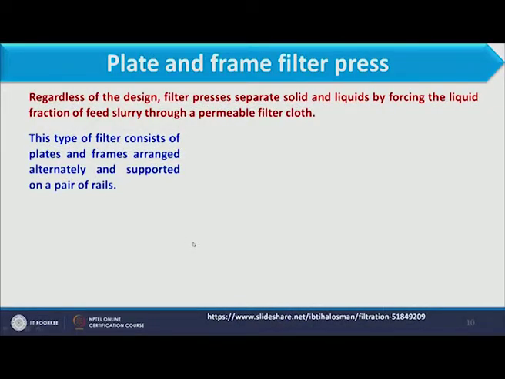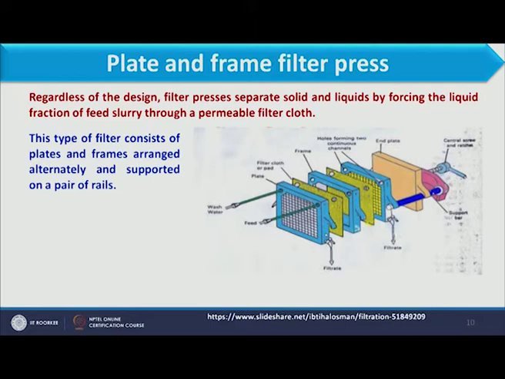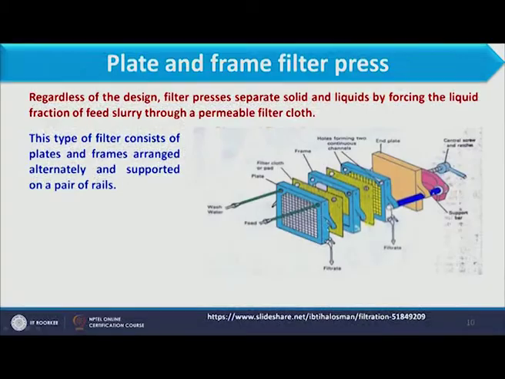This type of filter consists of plates and frames arranged alternately and supported on a pair of rails. Now, if you see this schematic, the plate and frame filter press consists of plates as well as frames. So, what is a plate and what is a frame, that we should understand. If you consider this figure, the first structure is known as the plate, and the second section is the frame. What is the difference between plate and frame?